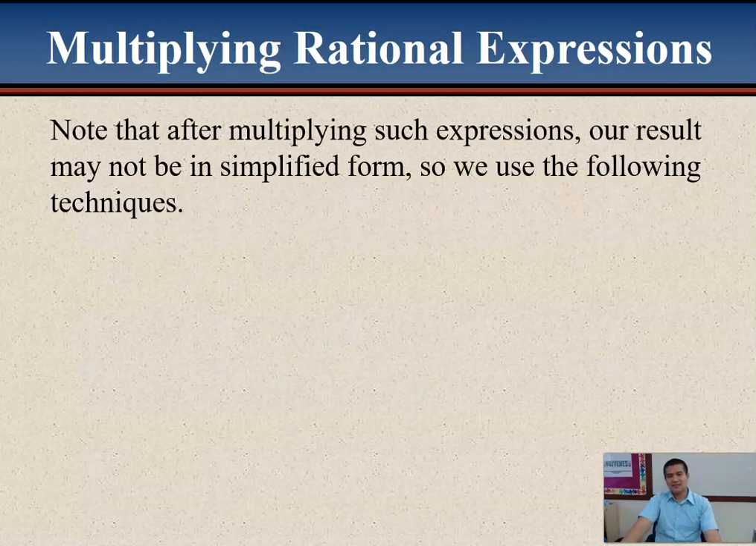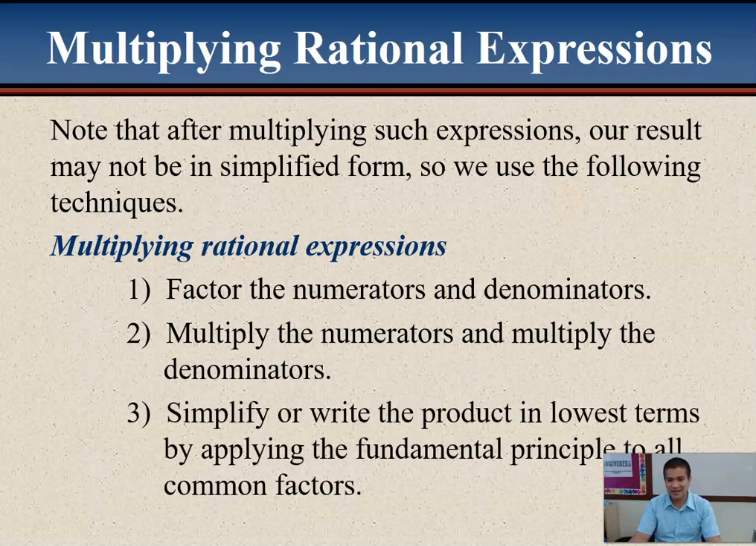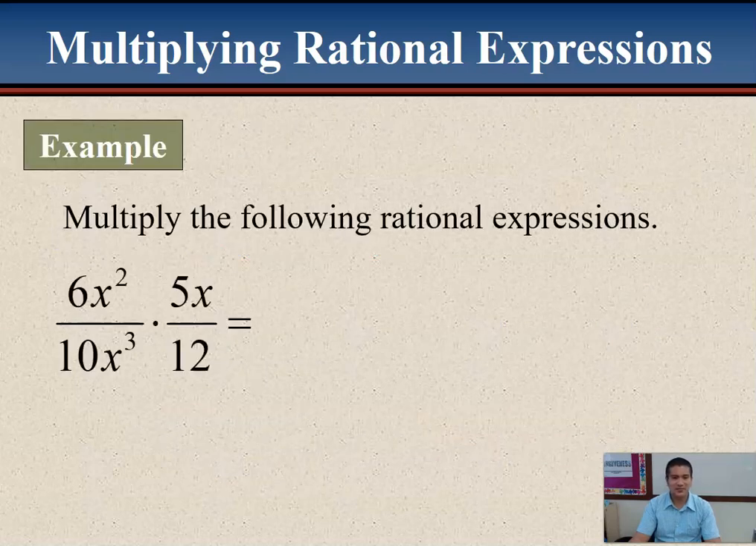So note that after multiplying such expressions, our result may not be in simplified form. So we use the following techniques. We factor the numerators, multiply the numerators, and multiply the denominators, and simplify or write the product in the lowest term. Okay. So for example, we have 6x squared over 10x cubed times 5x over 12.